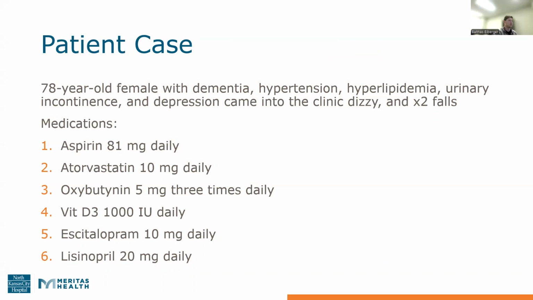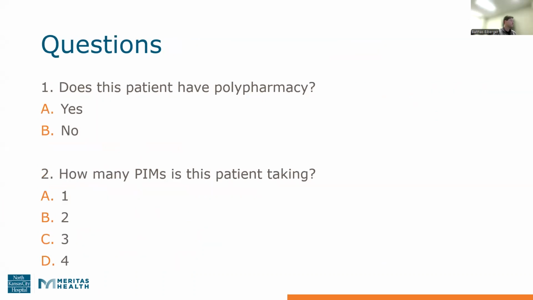They have aspirin, atorvastatin, oxybutynin, vitamin D, escitalopram, and lisinopril. And I guess I should have mentioned in the patient case, but all of their lab work and their blood pressure was within range. So this takes us to the 2 questions. First being, does this patient have polypharmacy?